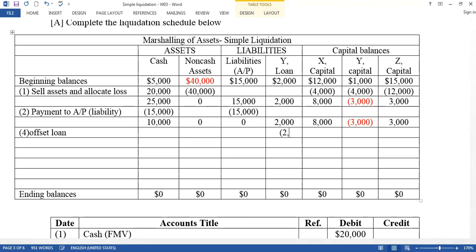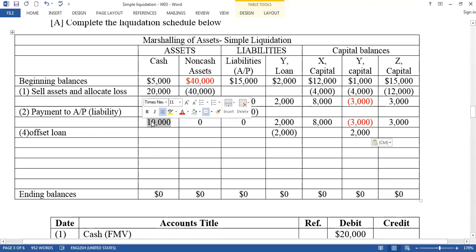It is not going to affect anything with our cash. So we are going to offset our loan each other. Do you understand? Now what is the balance? Still we have cash balance $10,000. Our non-cash asset already closed 0. Our liability is already 0, right? Now loan from Y also becomes 0.